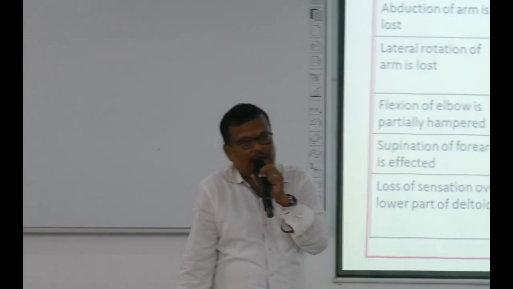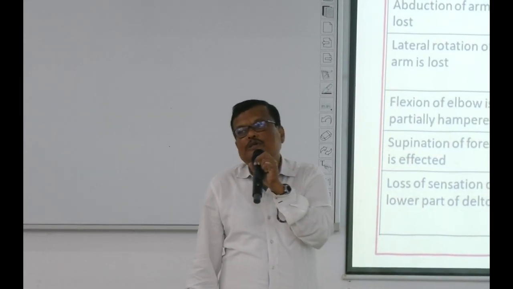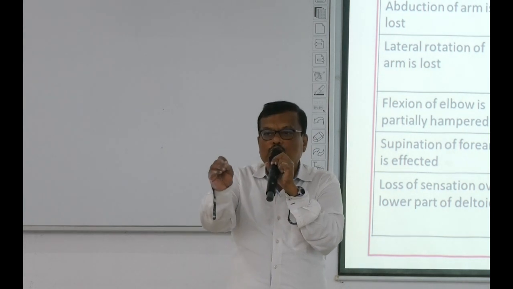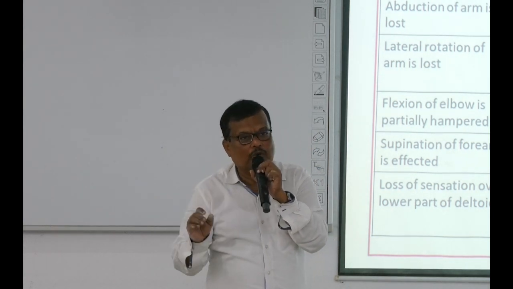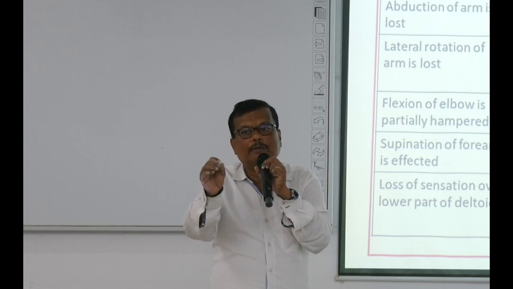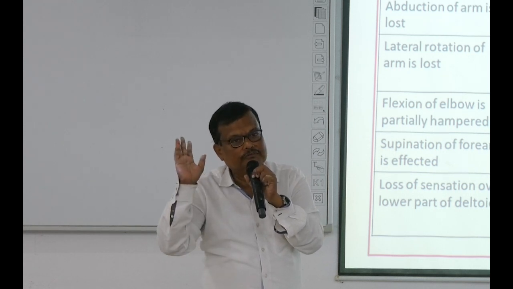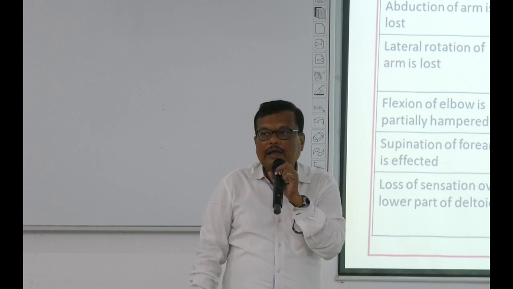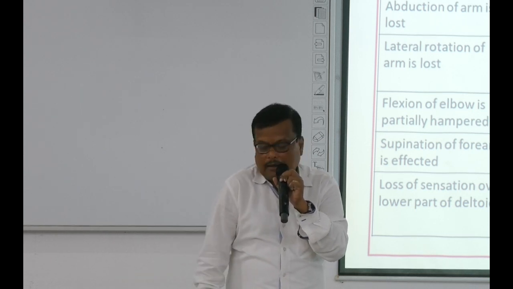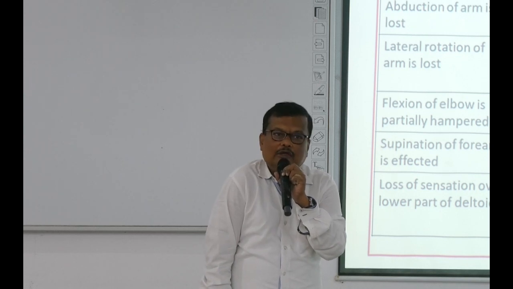Lateral rotation is paralyzed. Why paralyzed? Because supraspinatus and infraspinatus are paralyzed. Why paralyzed? Due to injury of the C5, C6 root and the suprascapular nerve supplying them. So lateral rotation is paralyzed, the medial rotator will take the upper hand, and the arm will be medially rotated.